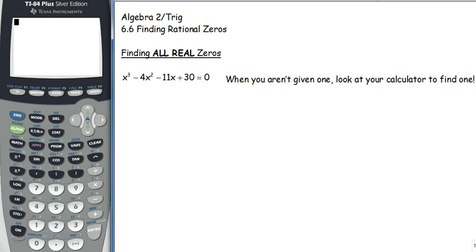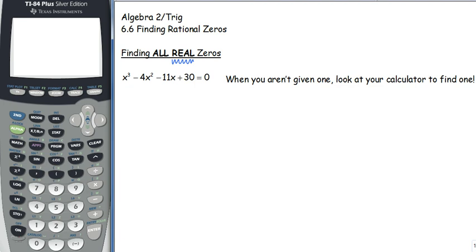Alright, so what we're going to do is we're going to be finding all real zeros right now. And the key word here is real. We know that we can have imaginary solutions, we know that we can have real solutions. Since the degree is 3, we know that we're going to have 3 solutions total. But that doesn't mean that I'm going to have 3 real solutions. So what we're going to do is we are going to find all possible real solutions.